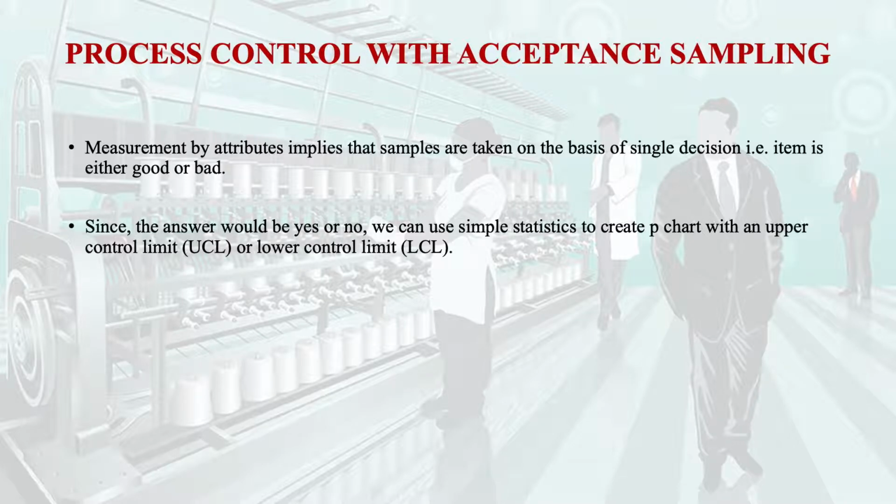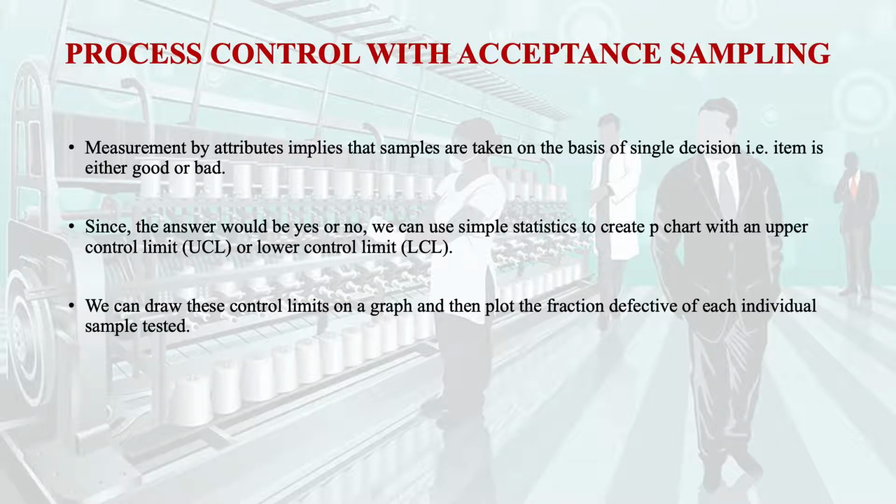Since the answer would be yes or no, we can use simple statistics to create a P-chart with an upper control limit, UCL, or lower control limit, LCL. We will draw these control limits on a graph and then plot the fraction defective of each individual sample tested. Friends, we are discussing how to draw the control limits. There are two types of control limit, one is the upper control limit and another is the lower control limit.